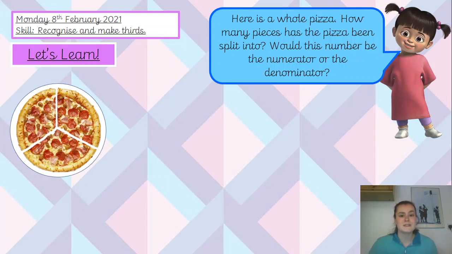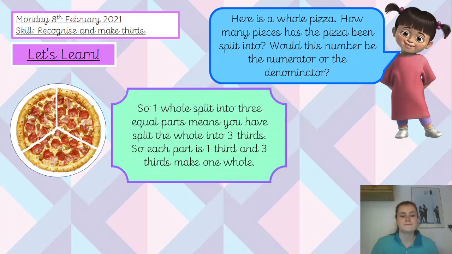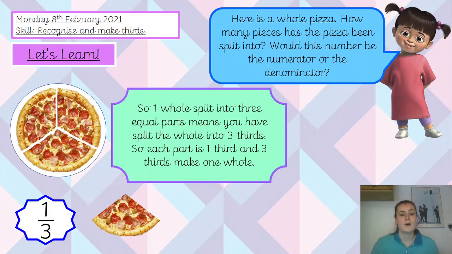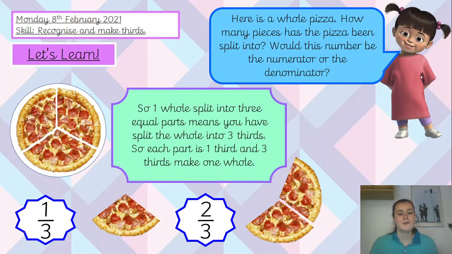Okay, so the pizza has been split into 3 pieces, hasn't it? And we know that when the whole has been split into a certain number of pieces, that number is the one that goes at the bottom of our fraction. That's our denominator. So the bottom number in this fraction would be 3. So 1 whole split into 3 equal parts means you have split the whole into thirds. So each part is 1/3 and 3/3 make a whole. So there's 1/3, that's how we write our fraction 1/3. And there's our fraction 2/3.